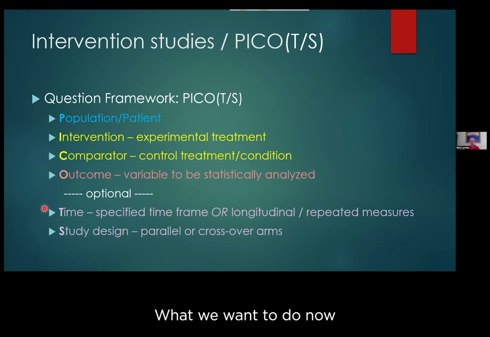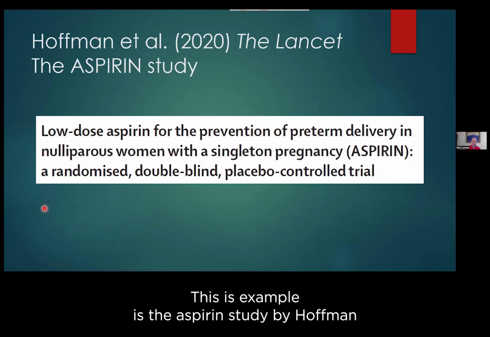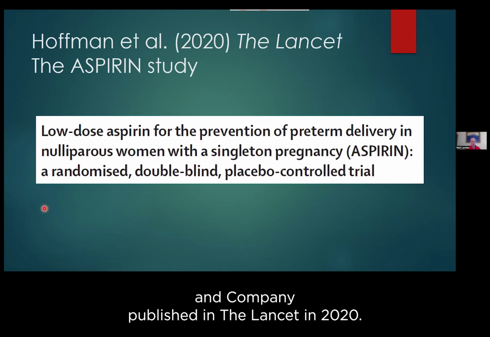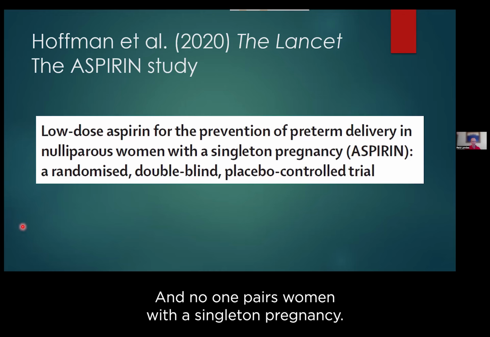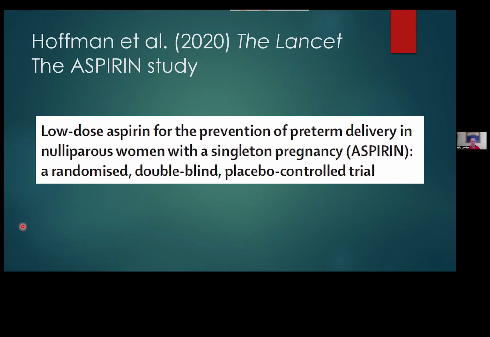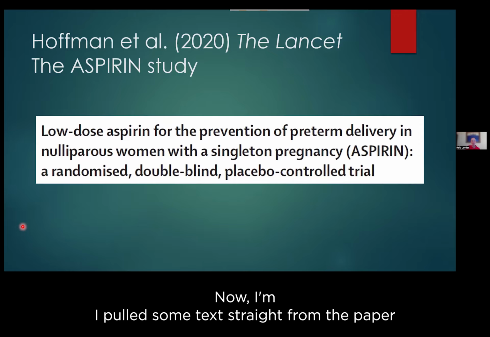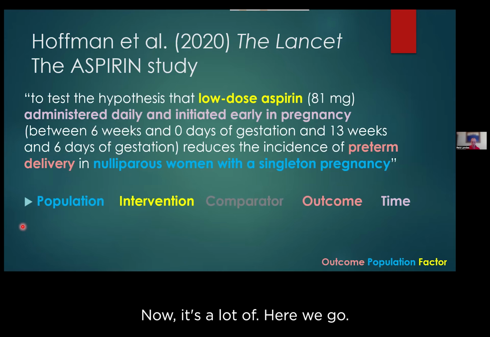What we want to do now is look at an example. This example is the aspirin study by Hoffman and company, published in The Lancet in 2020. It's low-dose aspirin for prevention of preterm delivery in nulliparous women with a singleton pregnancy, a randomized, double-blind, placebo-controlled trial. Yes, that's the title of the paper. Now, I pulled some text straight from the paper, and I'm going to show it to you now.